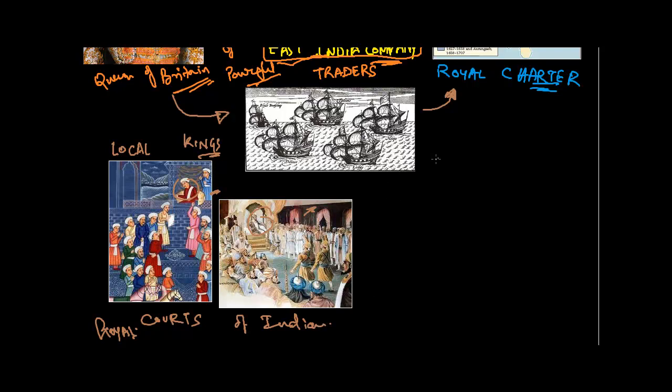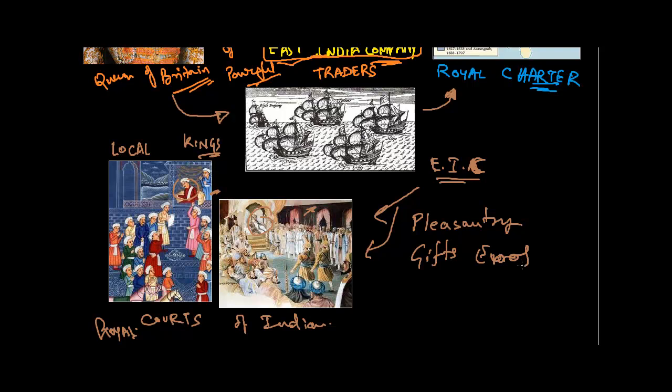So what they did, all these East India Company, we can call it the EIC, East India Company for short. So what these EIC people did, they met all these kings, they gave them pleasantries, they gave them gifts, and several good things of Europe to all these people. And they acquired the trade rights.